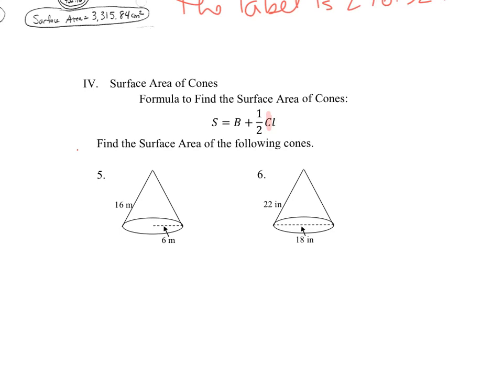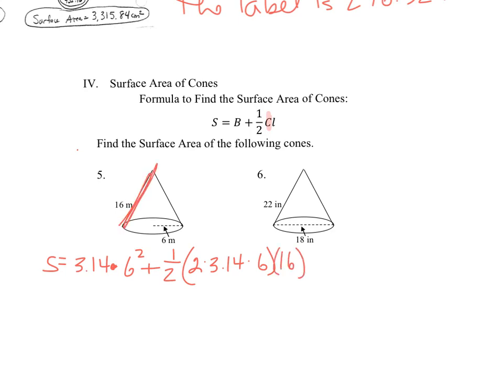So if we're looking at the first one, surface area equals area of the base. So again, pi r squared. That's how you find the area of your base, which is a circle. So 3.14 times 6 squared, pi r squared, plus 1/2 times circumference of the base. So 2 times pi times r, and then times the lateral height, that slant height, that height that runs along the side of it. So times 16. So pause this video and try number 5 and number 6. When you unpause it, both of those answers will be up.